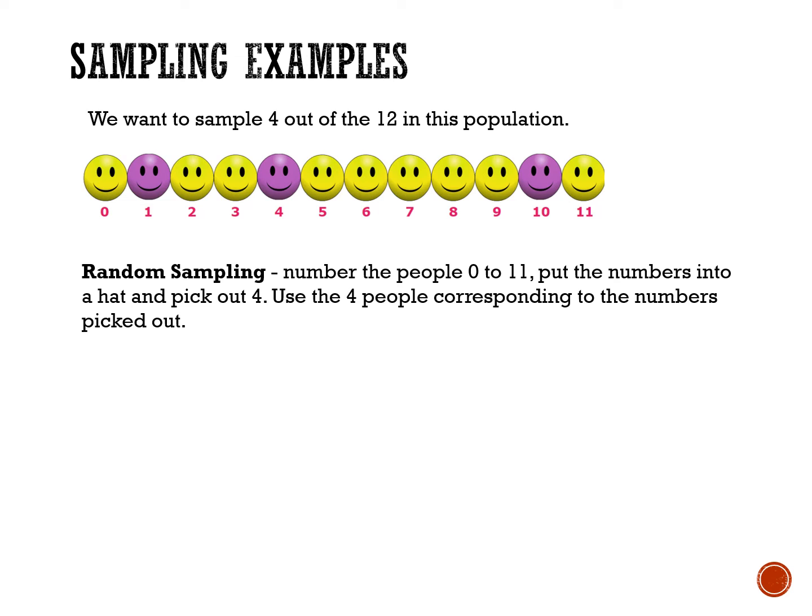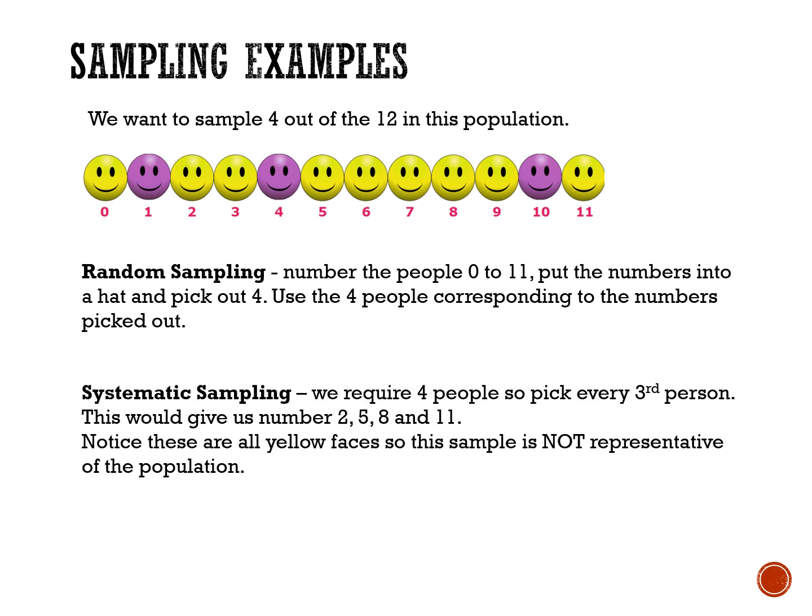Now you can see within our group we've got some yellow ones and some purple ones. With random sampling, you could pick all yellow ones, and that may not be representative. So although it's very easy to do, you might not get a representative sample.